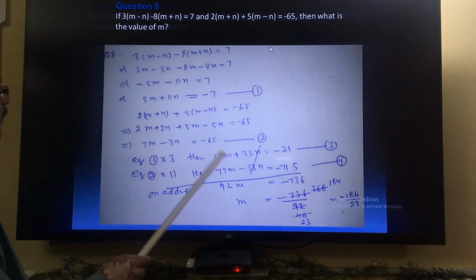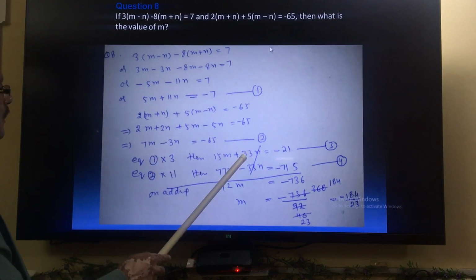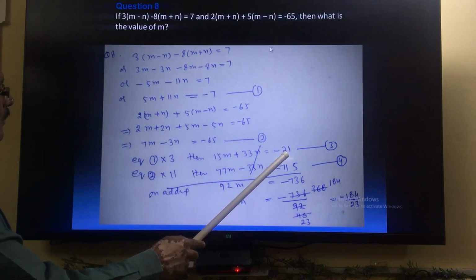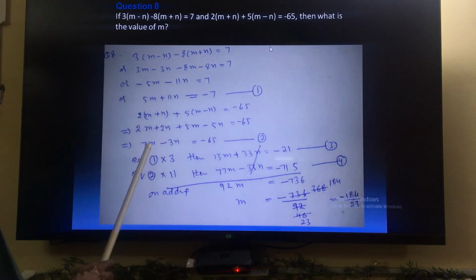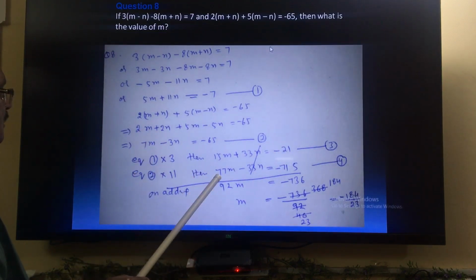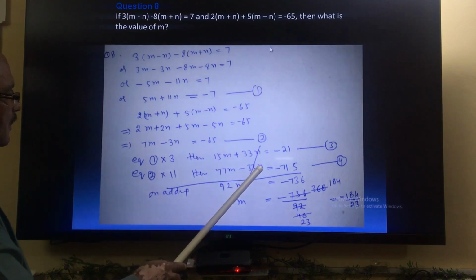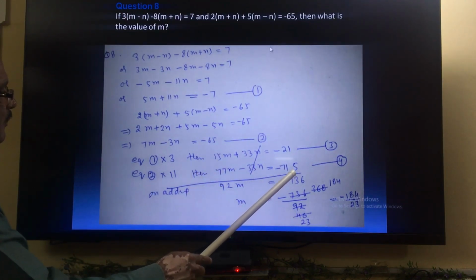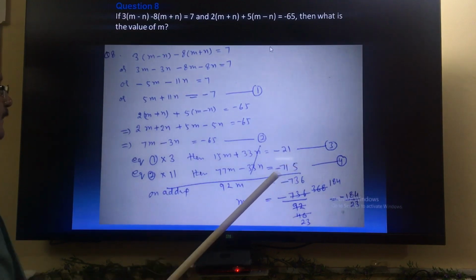So 3 fives are 15m, 3 into 11, 33n is equal to minus 3 into 7, 21. Now the second equation multiplied by 11. So 11 sevens are 77m, minus 11 threes is 33n, minus 11 into minus 65 is equal to minus 715.